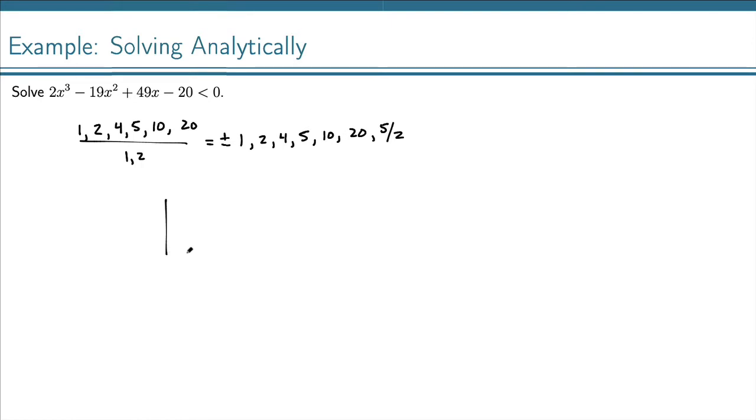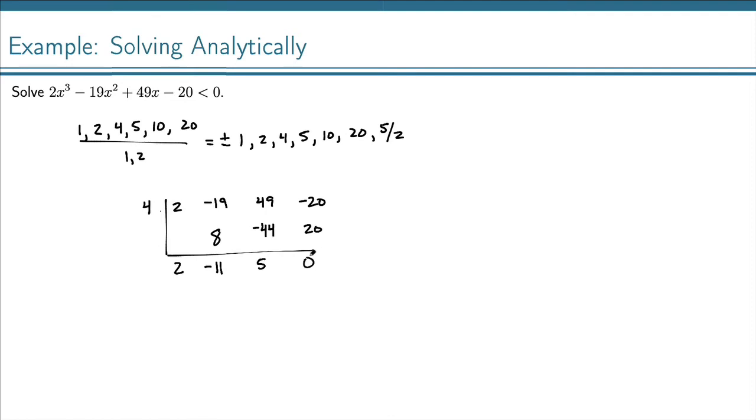So I'm going to do that with synthetic division. So I've got the coefficients of my polynomial, and then I'm going to pick something out here to test. I don't want to spend too much time going through this, so I'm just going to pick a number that I know is going to work. 4 is going to work, so I bring down my 2. 2 times 4 is 8. Negative 19 plus 8 is negative 11. Negative 11 times 4 is negative 44. 49 plus negative 44 is 5. 4 times 5 is 20. And add those and you get 0.